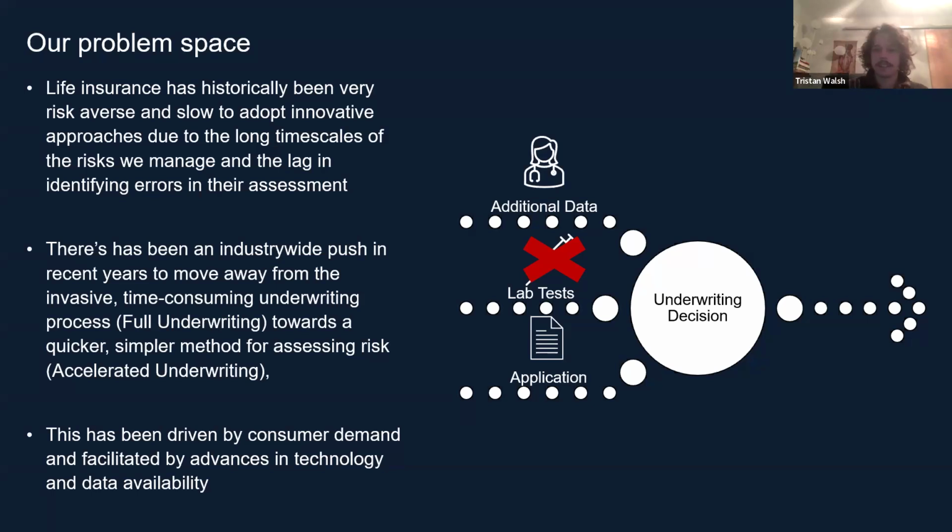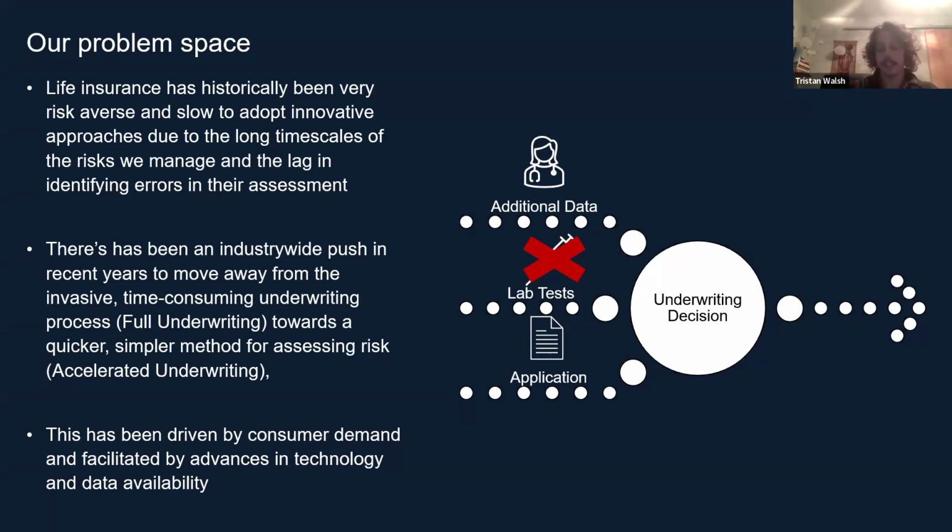So those lab tests, they require somebody to go draw the fluids, a lab to process them. So there's a cost there as well. And so there's been this push to move away from that and do underwriting in a more automated way. And there's been a few things that have really driven that, I would say. One of those is really the cost element. Another has been this proliferation of new data sources.